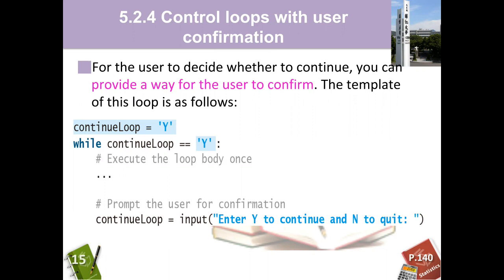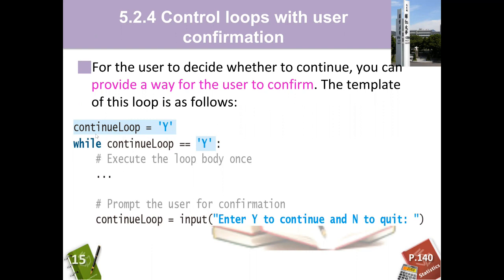So remember, in the past, we had the while loop and we would do something in the loop body. For example, we will increment the variable until some value, then we quit the loop. Otherwise, we will decrease. So it seems like we make the control factors during the loop body, but now it's a little different. For the user to decide whether to continue, we can provide a way for the user to confirm. The template of the loop is as follows.